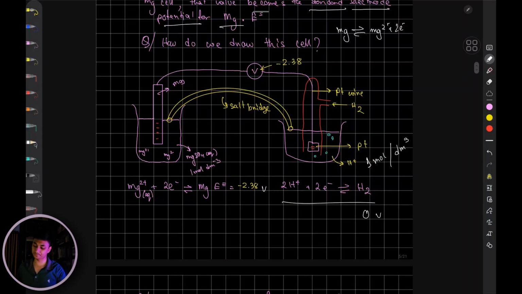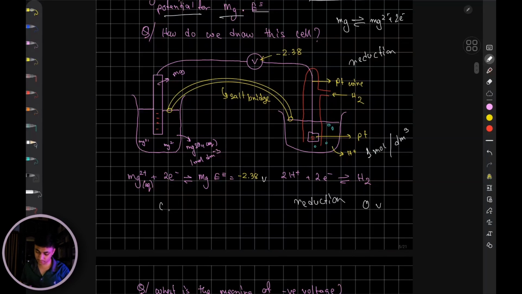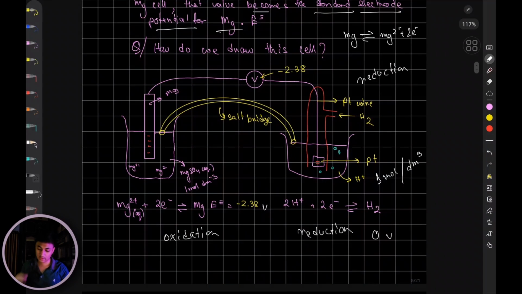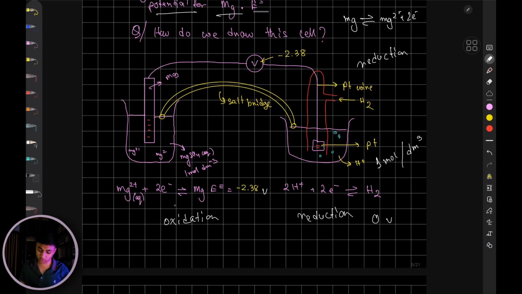So what is happening over here? Gaining of electrons is going to be reduction. So over here, reduction. The other thing is, over here, it's going to be oxidation. Why? Because due to the more negative electrode potential, it is going to release the negative charge, it is going to release the electrons, and form magnesium ion. So you can write it as Mg to Mg2 plus plus 2 electrons, right? It is releasing the electrons.